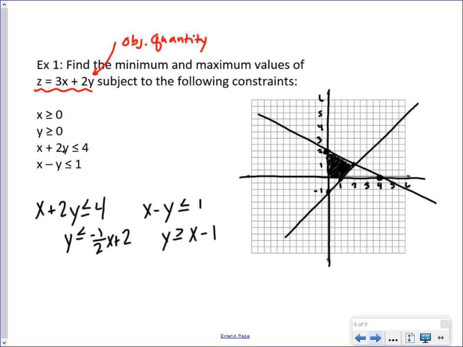Okay, you should be able to pick out what your 4 vertices are on this graph. Remember, you're looking for like the corners of your shaded region. Okay, so this will be 0, 0, 0, 2. What would you guys call this point here? Looking at your graph. Looks like 2, 1. And then this one is 1, 0.